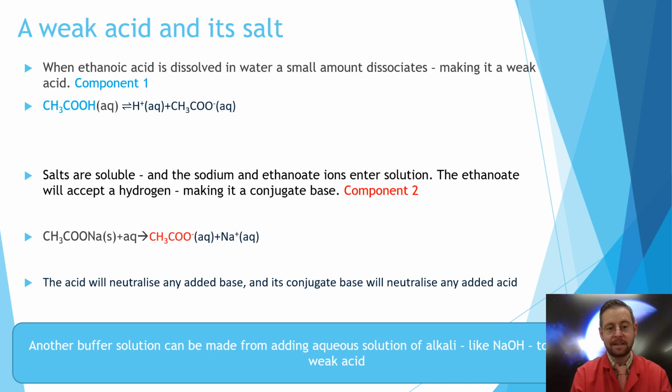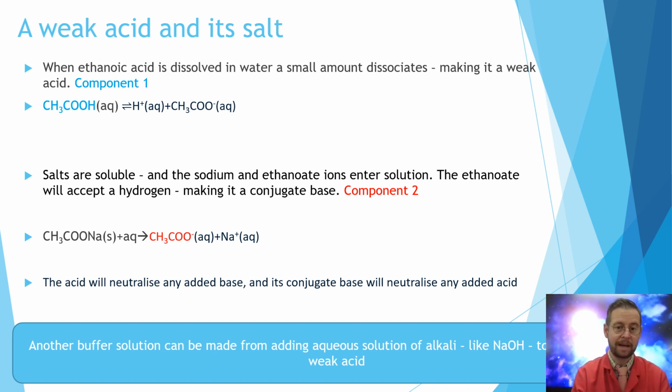Now, the other side of it, the salt, the sodium ethanoate, is also soluble, and when it enters into solution, what we're going to find is, because it's a salt, the ions, the CH3COO- ion and the Na+ ion, are going to separate, as salts do in water. So what that means is it is sitting there ready to accept any H+. It is basically a conjugate base. It's ready to neutralize any excess acid that might appear in this solution.